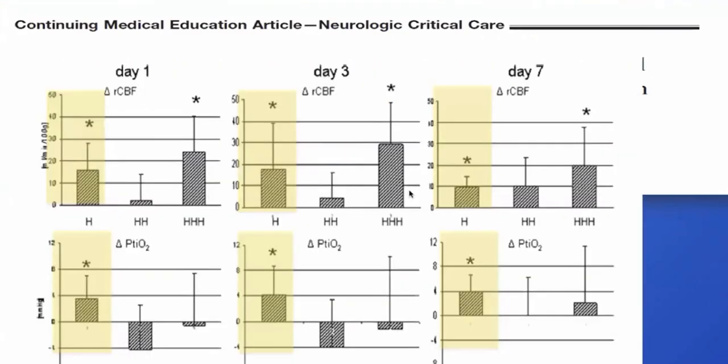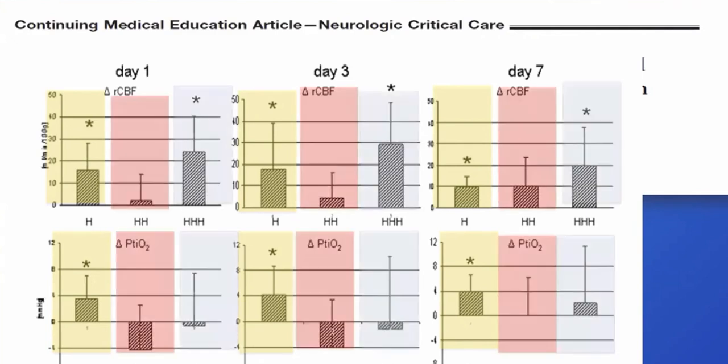In this study, there are patients who were neuromonitored at day 1, 3, and 7, and the differences in cerebral blood flow and cerebral oxygenation were obtained after the induction of only hypertension, hypertension and hypervolemia, and hypertension and hemodilution. So the 3H, the famous triple H.